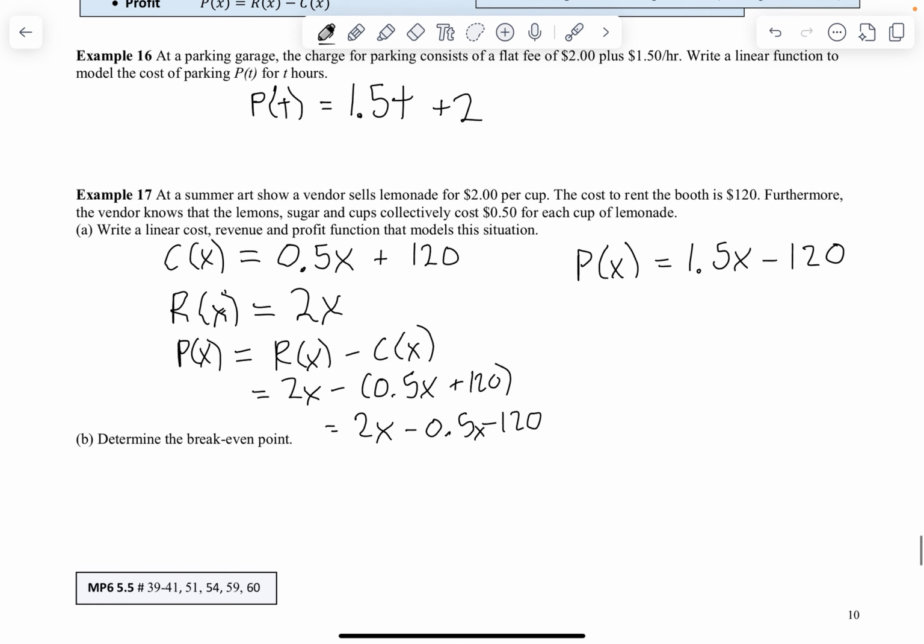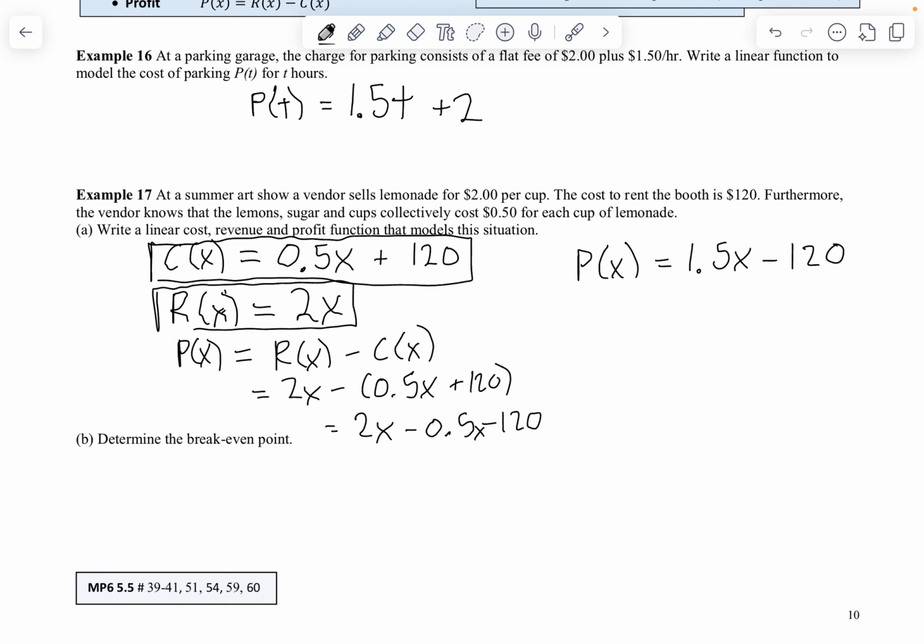So these are my key functions, right? The cost function right here. Revenue function right here. And profit function right here. And then coming down here to B, it says determine the break-even point. This says the break-even point is either when the cost equals the revenue or alternately when the profit is equal to 0.